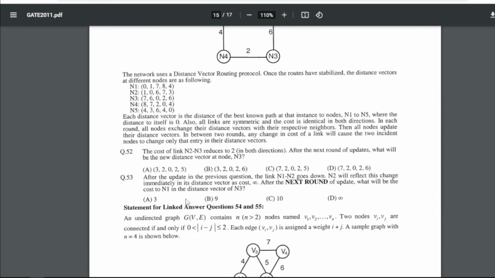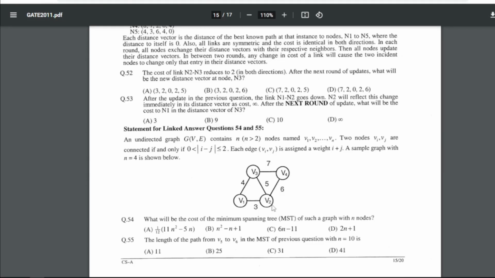53 is after the update in the previous question, the link N1 and N2 goes down. N2 will reflect this change immediately in its distance vector as cost infinite. After the next round of update, what will be the cost to N1 in the distance vector of N3? So for 53, our answer will be C, that is 10. Next statement is an undirected graph G(V, E) contains n greater than 2 nodes named V1 to Vn.